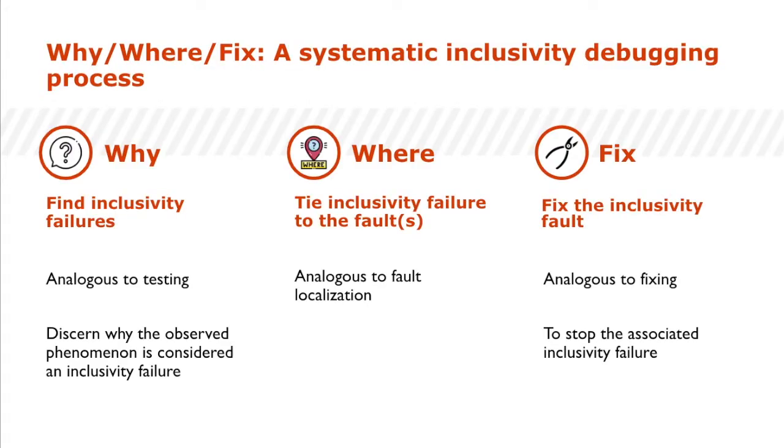In this paper, we present WhyWhereFix, a systematic inclusivity debugging process. The why part is about finding inclusivity failures, which is analogous to testing. But because it's not about producing a wrong input, practitioners would also need to discern why the observed phenomenon is considered an inclusivity failure. The where is about tying the inclusivity failure to the fault, or faults, which is analogous to fault localization. The fix is about fixing the inclusivity fault to stop the associated inclusivity failure.